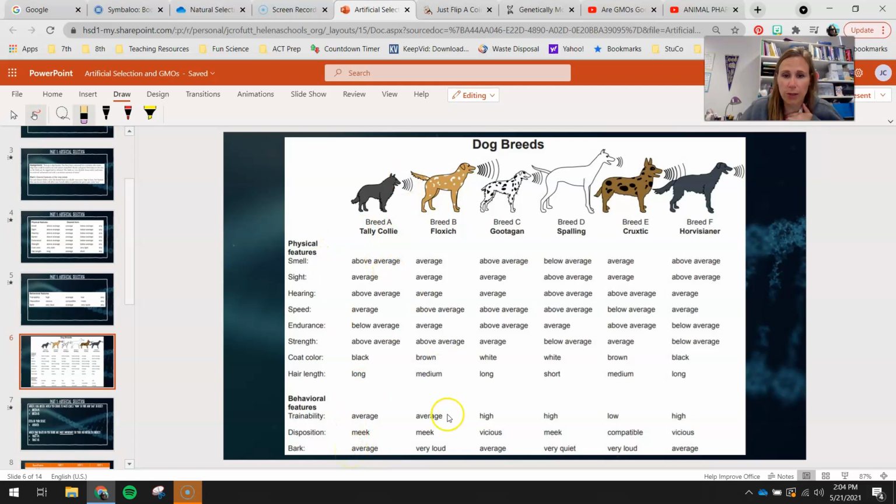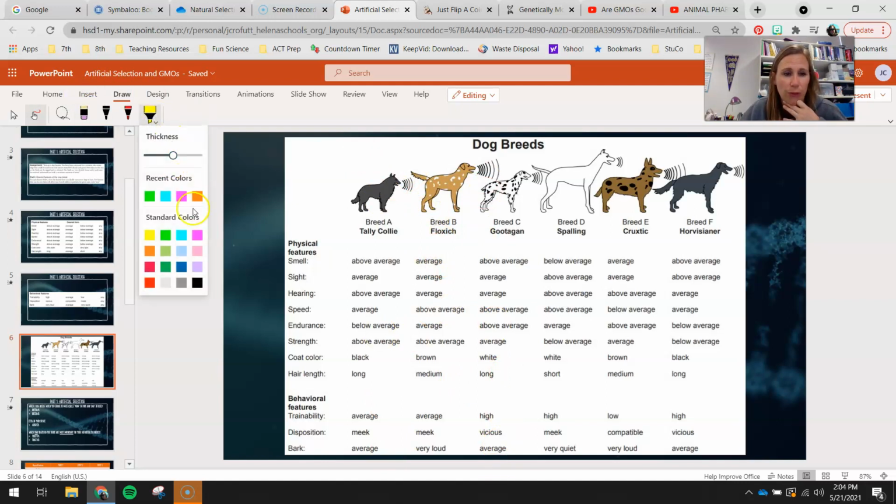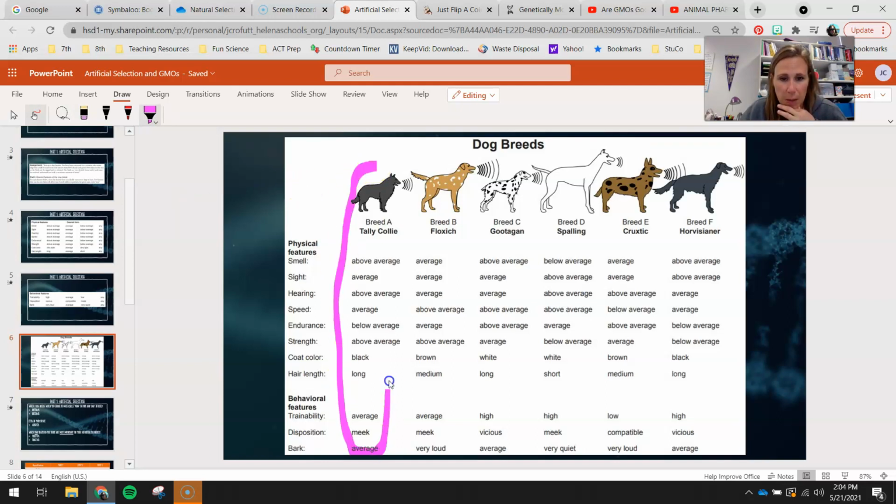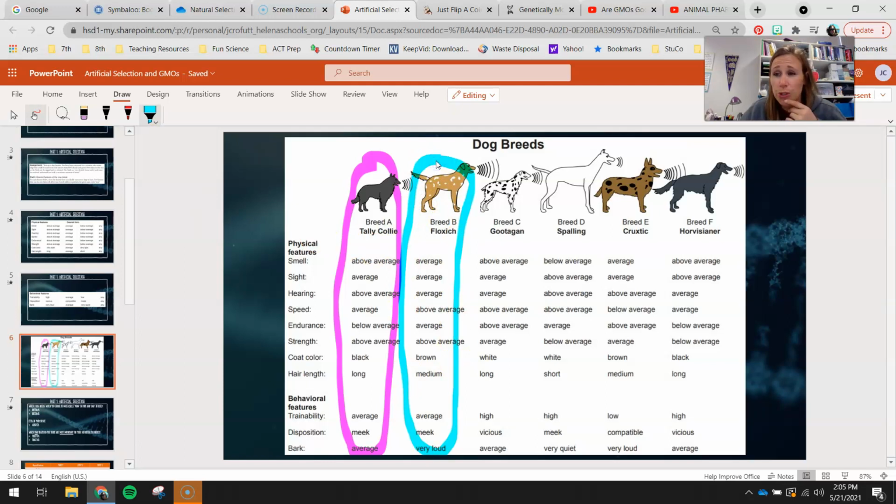Okay, so you're going to read through any of those or all of these different breeds, and you're going to choose 2 that you think would be the parents. It doesn't matter which you designate as the male or the female. So go ahead and choose one. Maybe I think this one should be the mom. I'm going to circle that pink, and whatever one I think should be the dad, I'm going to circle blue. Okay, so choose your 2 parents.